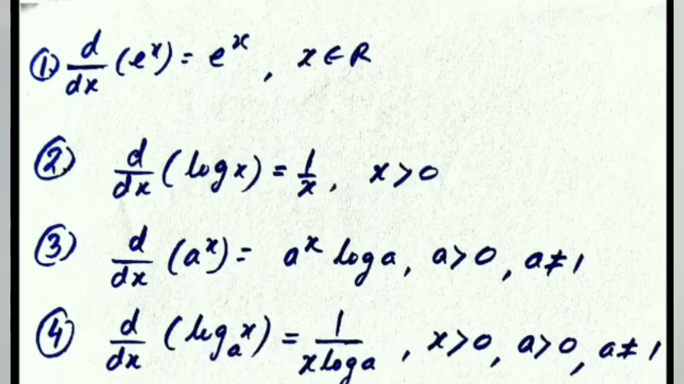So these are the formulas that we are going to use. The differentiation of e to the power x is e to the power x. X belongs to real numbers. Differentiation of log x is 1 by x, x should be greater than 0. Differentiation of a to the power x is a to the power x log a, the condition is a is greater than 0 and a should not be equal to 1. We have discussed why. And differentiation of log x to the base a is 1 by x log a. X is greater than 0, a is greater than 0 and a should not be equal to 1.